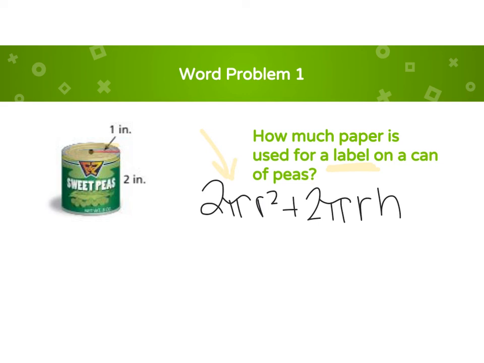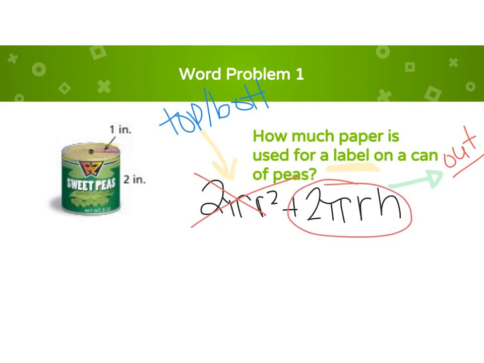Okay, so this part here represents the top and bottom of the can. But then we have this part here, which represents the whole outside of the can. So the thing is, that's the only part we're going to need is the outside of the can. We can't put the label on the top or the bottom of the can. I mean, I'm sure somebody could, but we can't. So we're going to plug in the formula just for this part. That's actually just called your lateral surface area. So that's just the part that goes around.